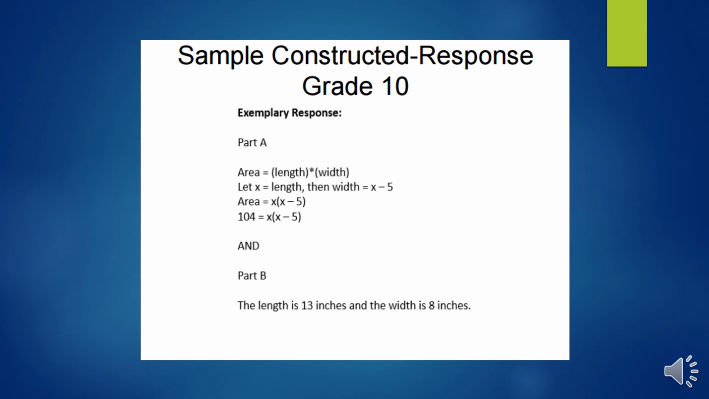So the area equals x times (x minus 5). And we know that the area was 104, so we can fill in 104 for area: 104 equals x times (x minus 5). And for part B, we might answer the length is 13 inches and the width is 8 inches.